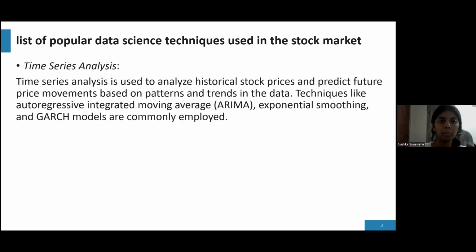Some popular data science techniques that are used in the stock market are, first, time series analysis. Time series analysis is used to analyze historical stock prices and predict future price movements based on patterns and trends in the data. Techniques like autoregressive integrated moving average, that is ARIMA, exponential smoothing, and GARCH models are commonly employed.